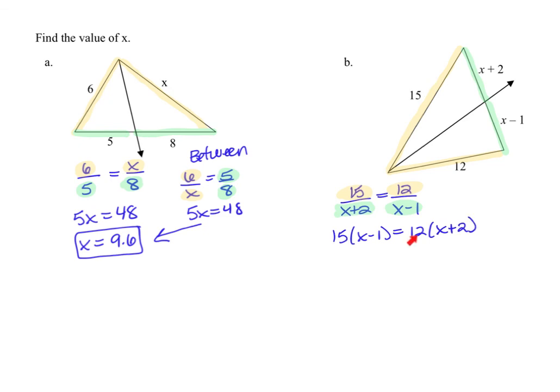Normally I like to divide these coefficients out, but 15 and 12 won't divide evenly, so we're going to have to distribute here. So we have 15x minus 15 is equal to 12x plus 24. I would subtract the 12x over, so 15x minus 12x, that's going to give me 3x minus 15 is equal to 24. Then I would add the 15 over. That would give you 3x is equal to 39. And once you divide by 3, you get an answer of 13 for x.